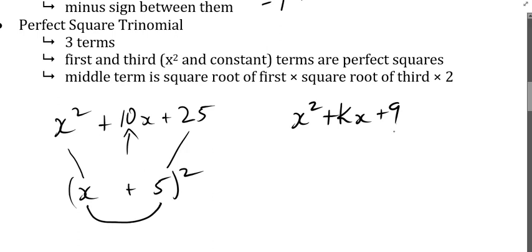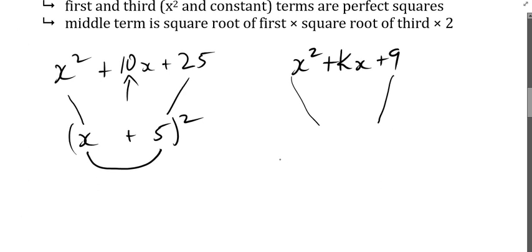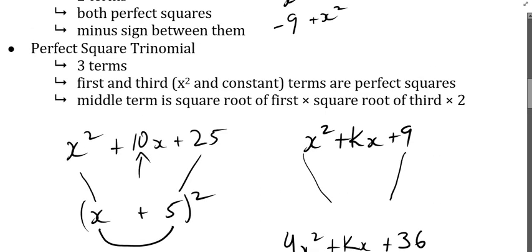Why? Because the square root of 9 is 3. Square root of x squared is x. 3 times x times 2 is 6. Here's a harder one. I'm just going to let you think about it. 4x squared plus kx plus 36. What would k be? Don't say it. I'm not even going to tell you right now. I want you to think about it. What would k be?